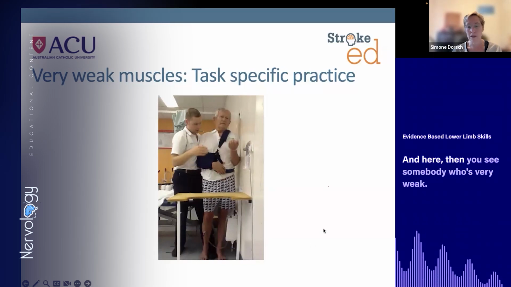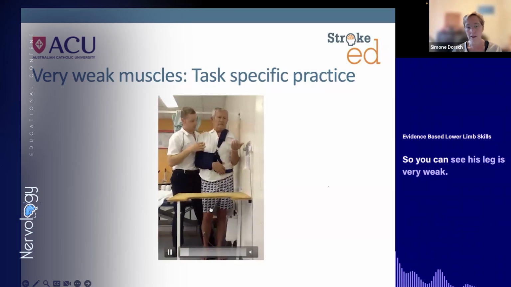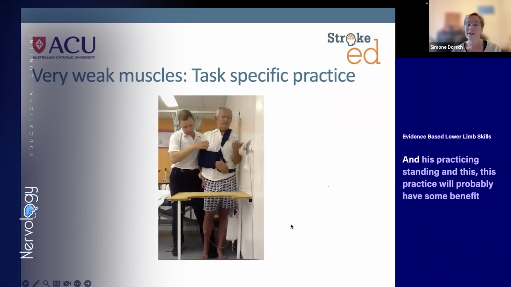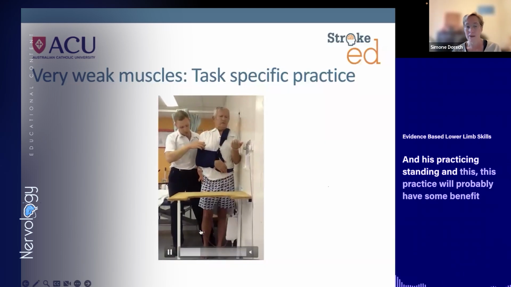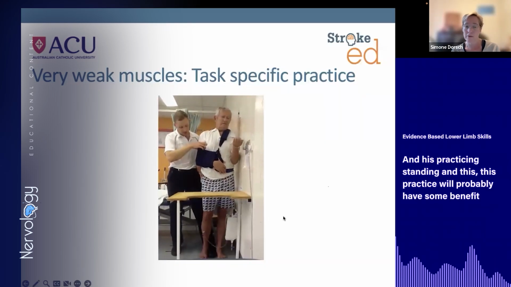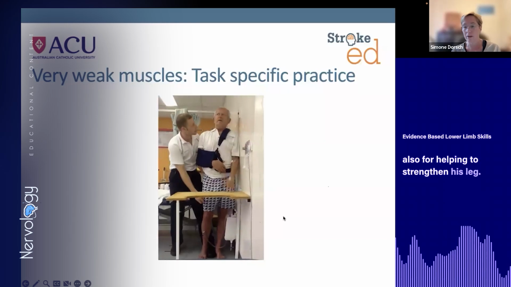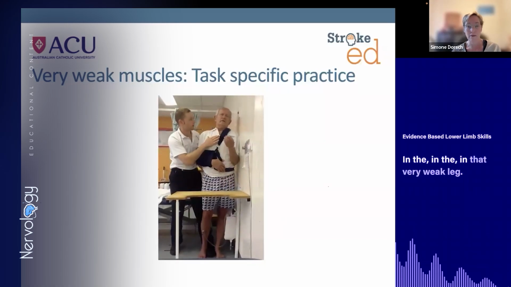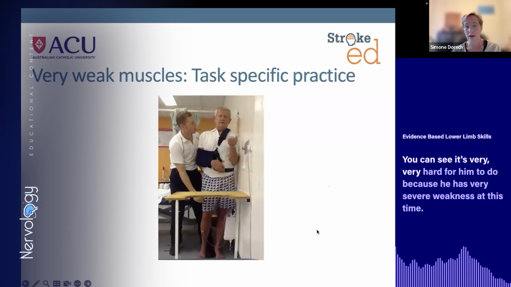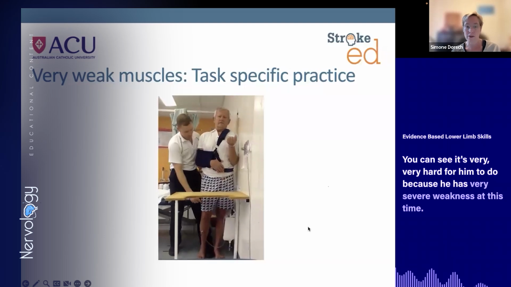And here, can you see somebody who's very weak? So you can see his leg is very weak. And he's practicing standing, and this practice will probably have some benefit also for helping to strengthen that very weak leg. You can see it's very, very hard for him to do because he has very severe weakness at this time.